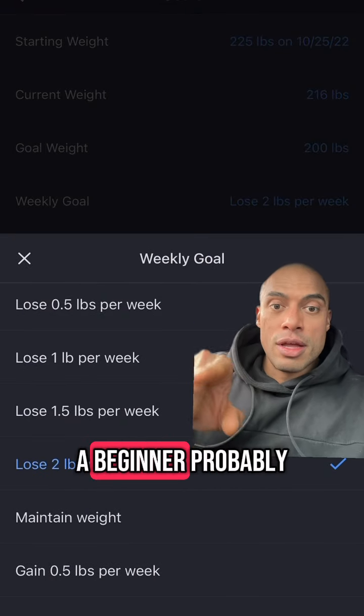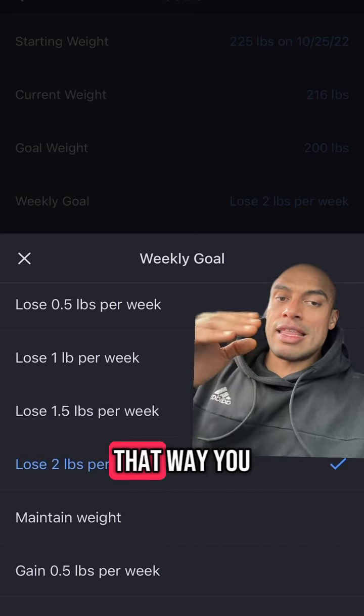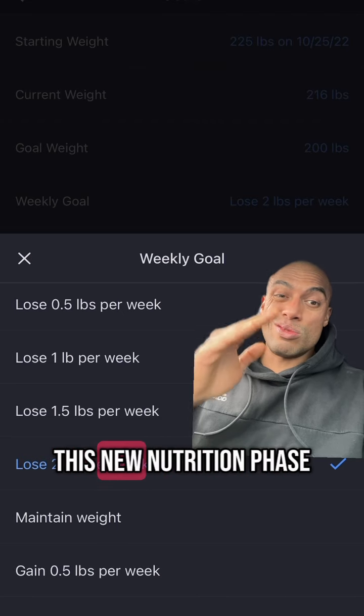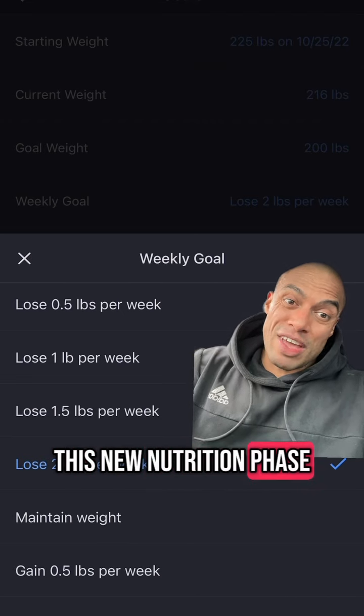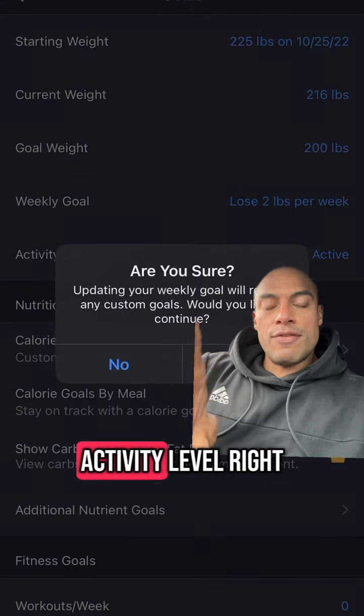So if you're a beginner, probably start about a pound, maybe half a pound per week. That way you slowly start adjusting to this new nutrition phase. The next mistake I see people make is the activity level, right?